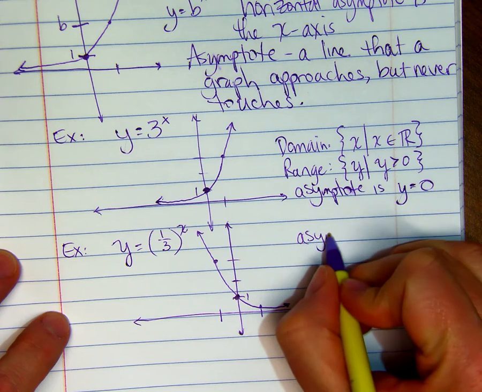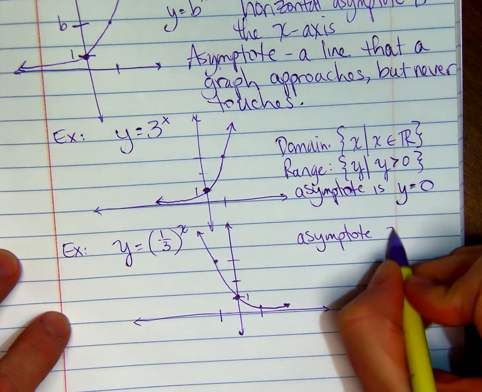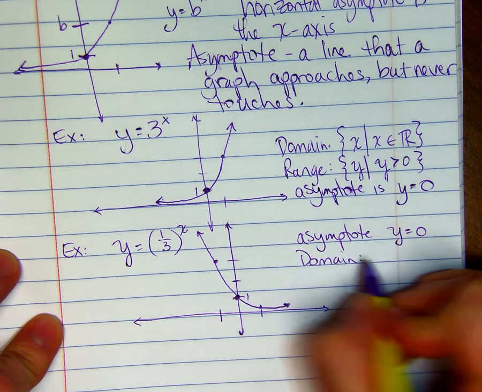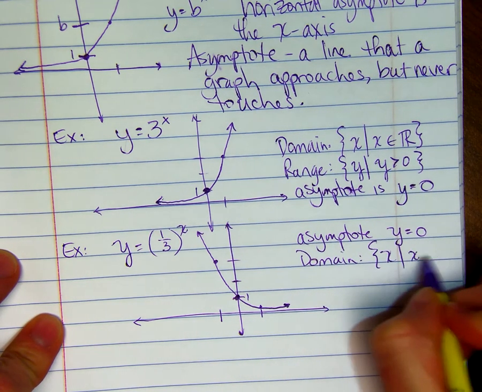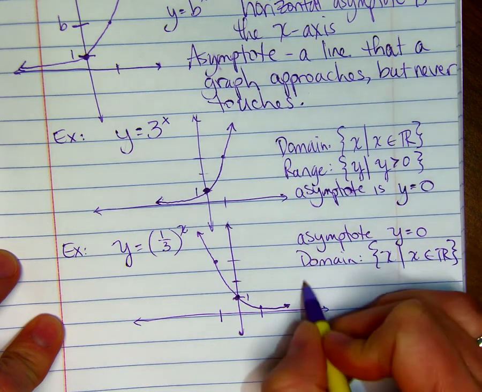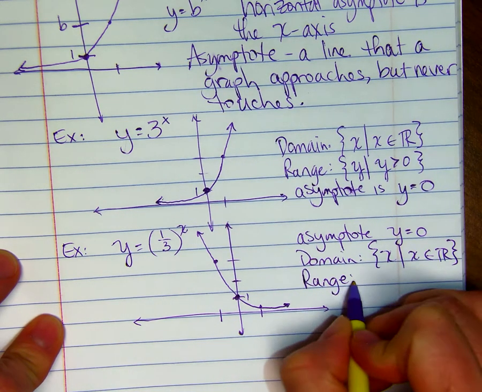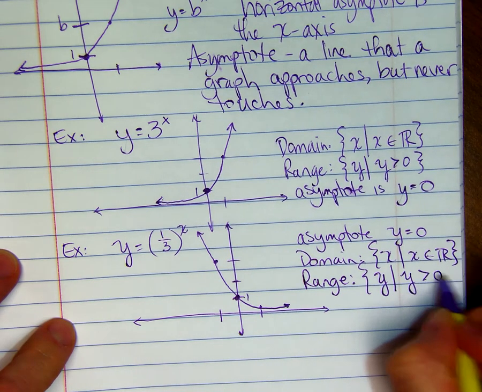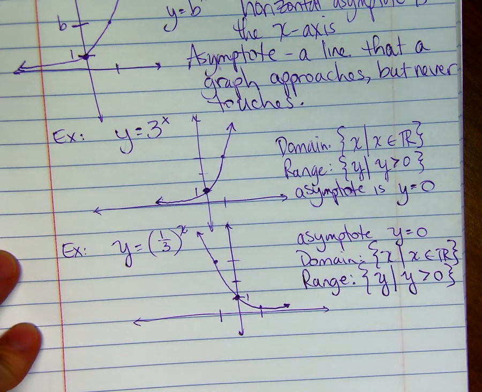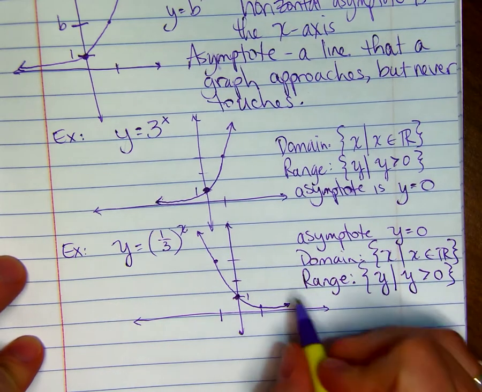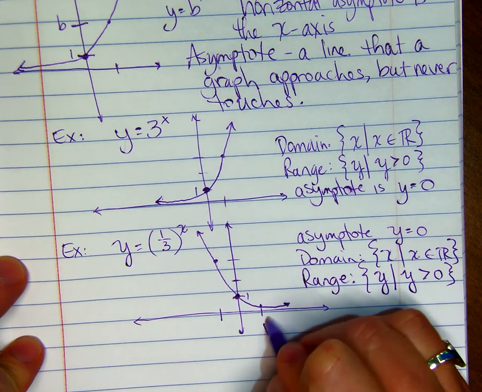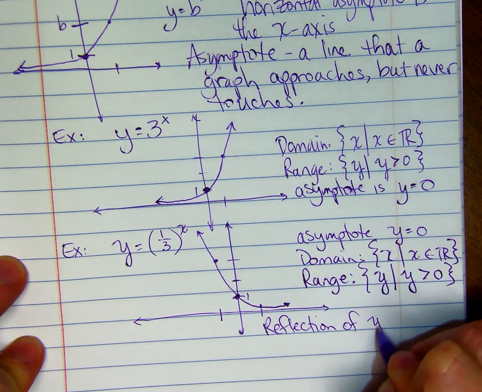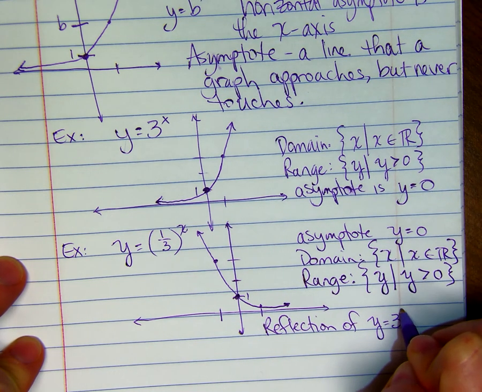So the asymptote is still y equals 0. The domain is all real numbers, so x such that x is contained in the set of real numbers. And the range is the same. It's all the y such that y is greater than 0. And this particular graph is just a reflection of y equals 3 to the x power.